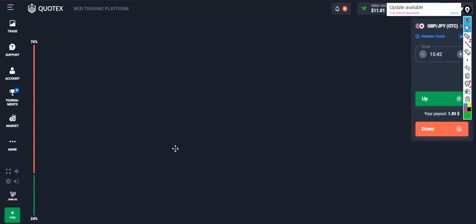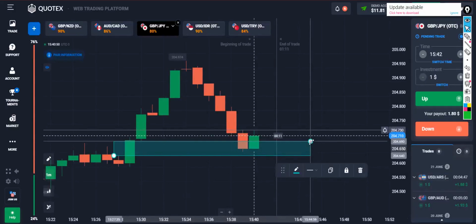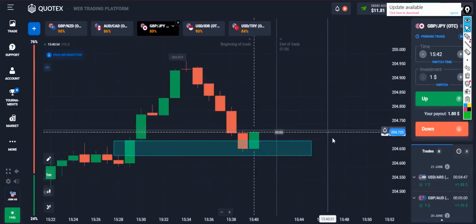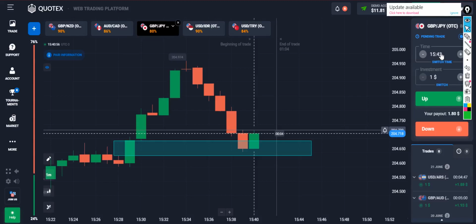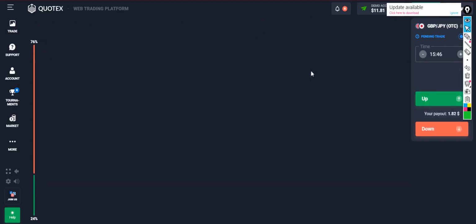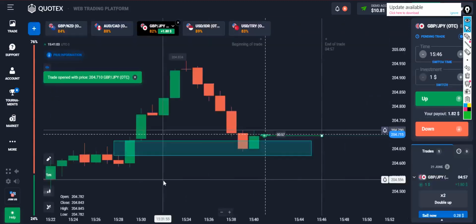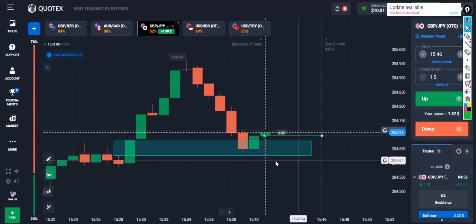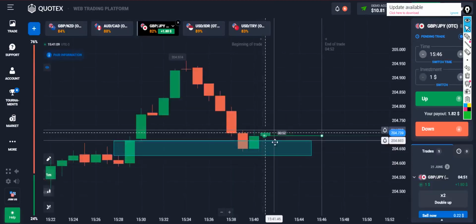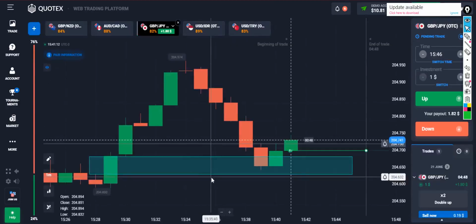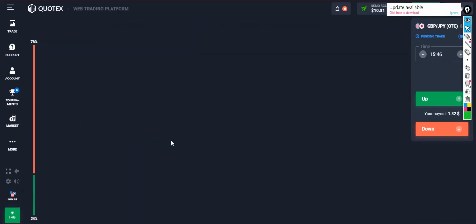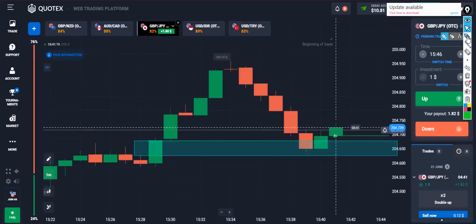Okay, so let's see if we can use this one. We'll go for 5 minutes, up. Here is an interesting thing. Let's see what happens. I am like 60-40% sure that we are going to win. The confusion arises here in this section.